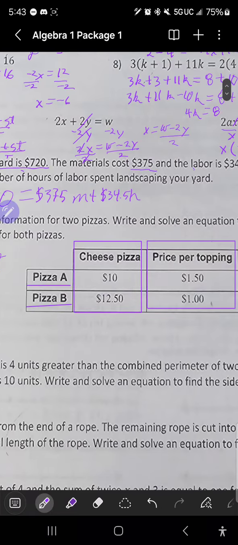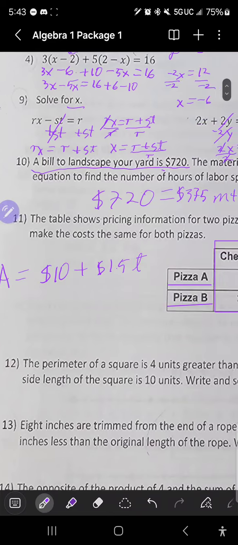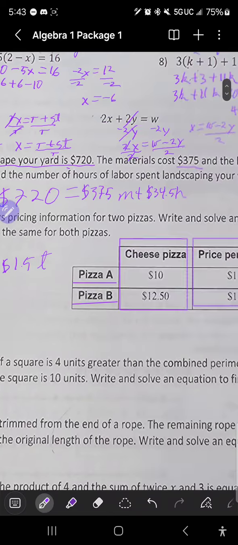What I did is, if I have zero toppings, I'm just going to put 0. This is going to cancel out, and the value of the pizza is going to be 10. That's the reason I put 1.5 T, since it's the price of each topping.